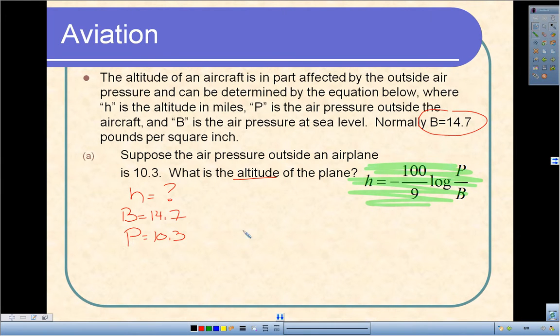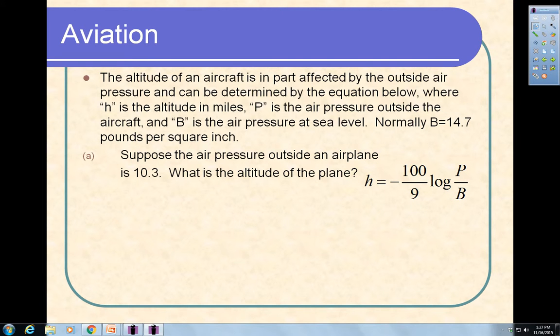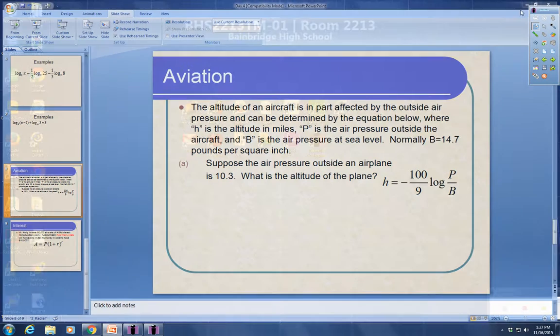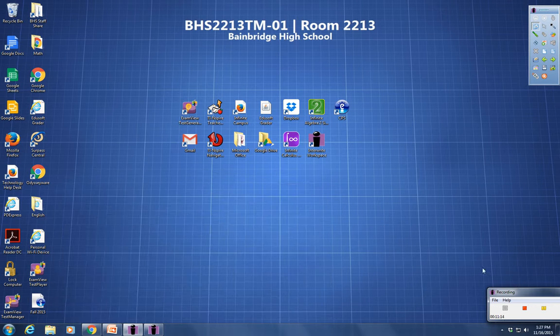So I'm going to use my formula, H equals negative 100 over 9 log of 10.3 over 14.7. All right, and we're going to use our handy-dandy graphing calculator to help us do this. Notice that even though there's not a base here for the log, it's understood to be 10. Okay, let me minimize this, bring it down.